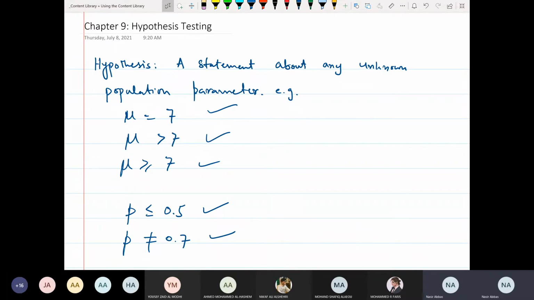it's mu, we have talked about mu, we have talked about sigma, we have talked about population proportion P. These are the three parameters we have talked about. Whereas if I write this x bar greater than 7, this is not a hypothesis, because this is not a statement about population parameter. This is about x bar. This is not a hypothesis. Similarly, if I write p hat less than or equal to 0.5, that is not a hypothesis.